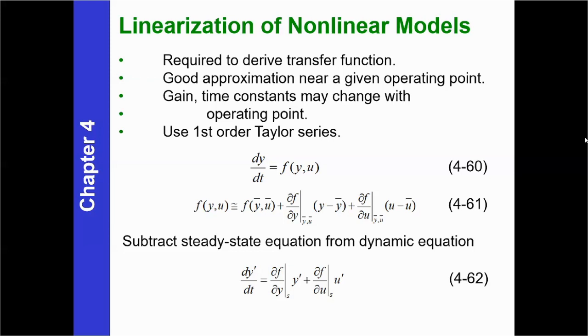So in this case, for dy/dt equal to f(y,u), f(y,u) is approximately equal to f(y bar, u bar) plus the partial derivative df/dy times (y minus y bar) plus df/du times (u minus u bar). By subtracting the steady state equation from the dynamic equation, we get dy dash over dt equal to df/dy times y dash plus df/du times u dash.